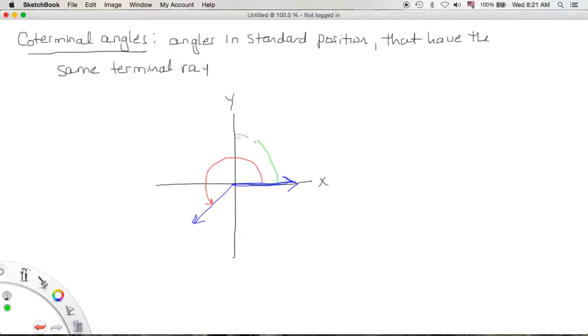But you can have another one where we go all the way around and then back again, and it has the same initial ray and this same terminal ray, but it's a different angle measure. The thing about angle measures is you can have an infinite number of measurements to call the same exact angle. So we'll have to keep that in mind as we are doing these, because we can have coterminal angles that have all kinds of different numbers associated with it.